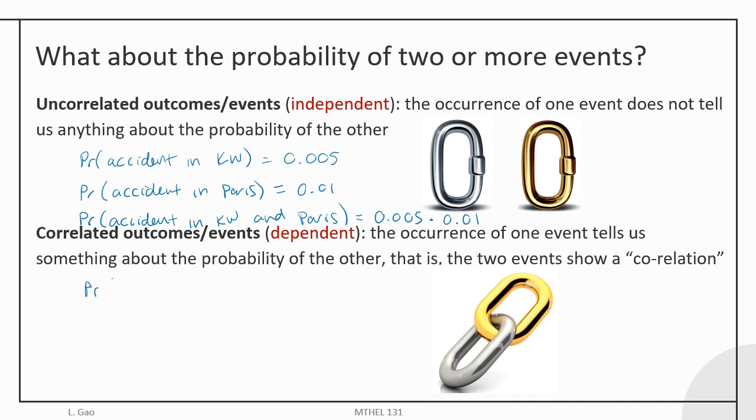And so in that case, if we consider the probability of two accidents in KW, and they are positively correlated, then the probability of two accidents in KW is not just going to be 0.005 times 0.005. It would actually be higher than that, because the first accident occurring also makes it likelier that another accident is going to occur. They are correlated, they move in the same direction. How much do the observations move together?